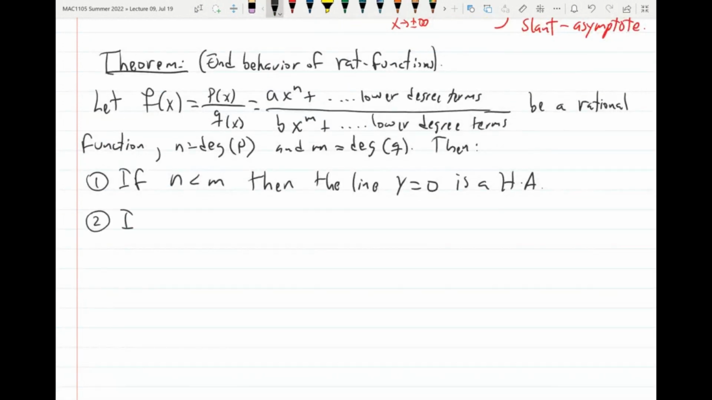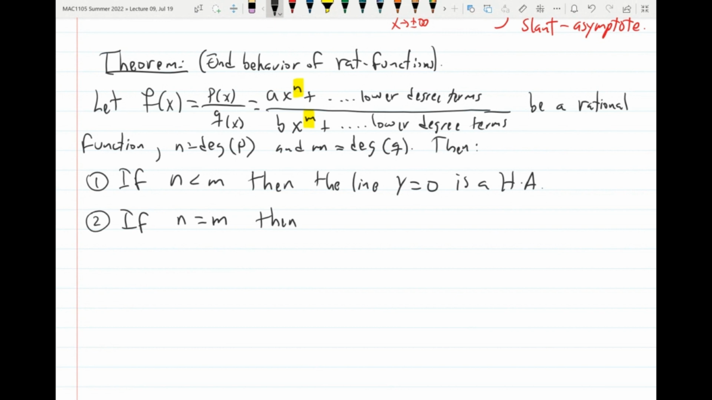Now, number two, if this is not the case, let's say that n is equal to m, meaning the degree of the top is the same as the degree of the bottom. So here, you just look at these little numbers, okay? That's all you have to do. If they are the same, meaning the same degree, then what's the conclusion? Do we have a horizontal asymptote? And what is it? It's A over B. Very good.